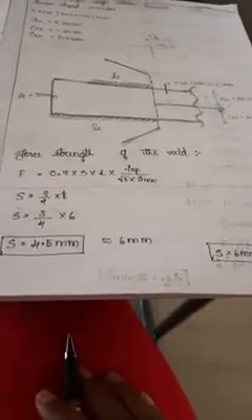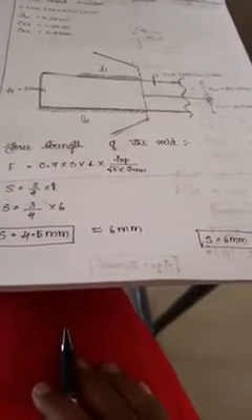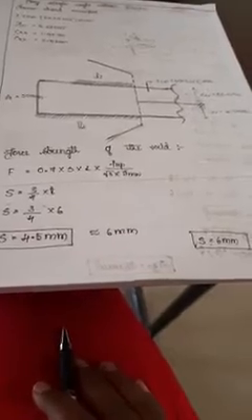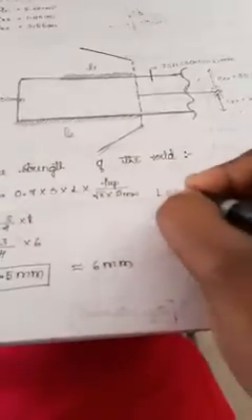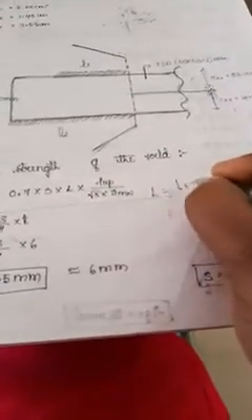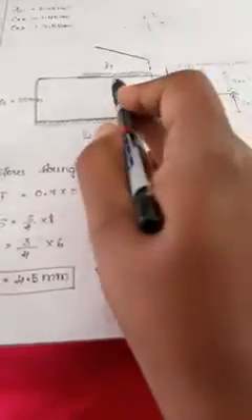To find out the size of the weld, the formula is a standard formula. Strength of the weld, F equals 0.7 into S into L into fu by square root of 3 gamma mw. This L is nothing but the total length of the weld. So capital L equals L1 plus L2, this L1 and this L2. Total together we call it the total length of the weld.